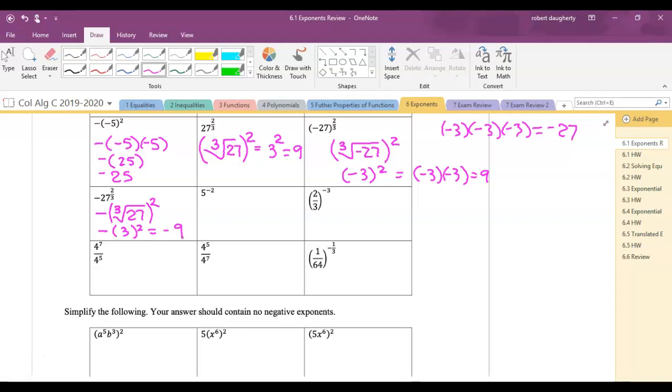5 to the negative 2. Okay, so this is 5 to the negative 2. I've got a negative exponent in the top of a fraction. I can make that exponent positive by putting it in the bottom of a fraction. So this is 1 over 5 squared, which is just 1 over 25.